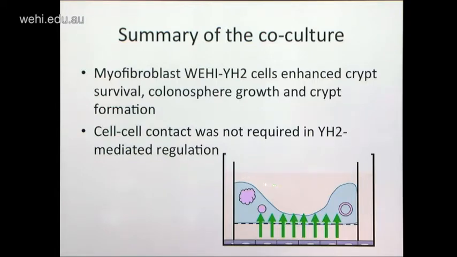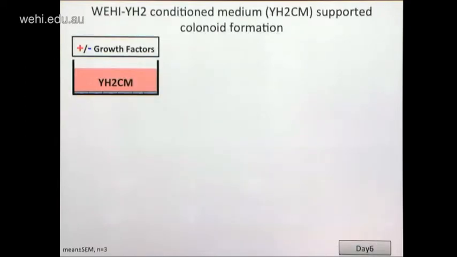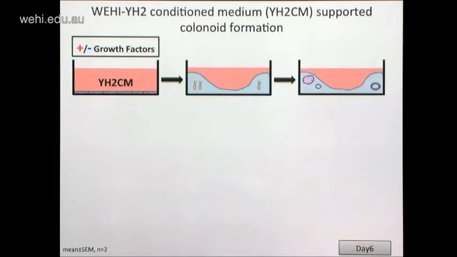So it is possible that the WEHI cell produce some soluble factors that pass through the membrane in the insert to regulate the colon crypt culture. Therefore, we ask whether we can collect some WEHI conditioned medium and to see whether they support the culture. And since in the co-culture, the WEHI are under stimulation by the exogenous growth factors, so we ask whether this growth factor stimulation was required. In this experiment, we grow the WEHI cells with or without the growth factors, and then collect the conditioned medium. We put the conditioned medium to the crypt culture, and then follow the colony formation.